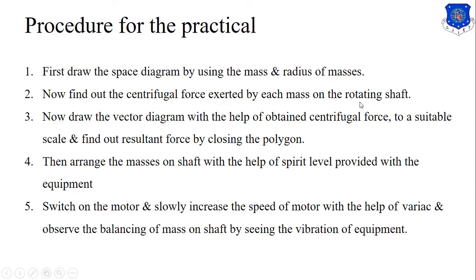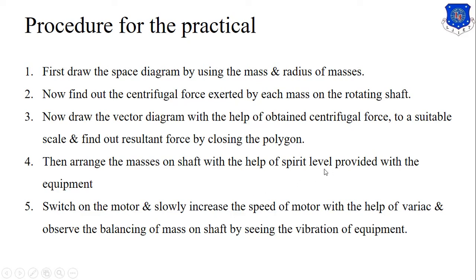Now we have to find out the centrifugal force for each mass. It means simply make a table and note down the values of the masses and radius calculation, and we are getting the centrifugal force as well. Now we need to draw the vector diagram, using the space diagram for the angular position, and then we need to arrange the masses on the shaft with the help of the spirit level provided.